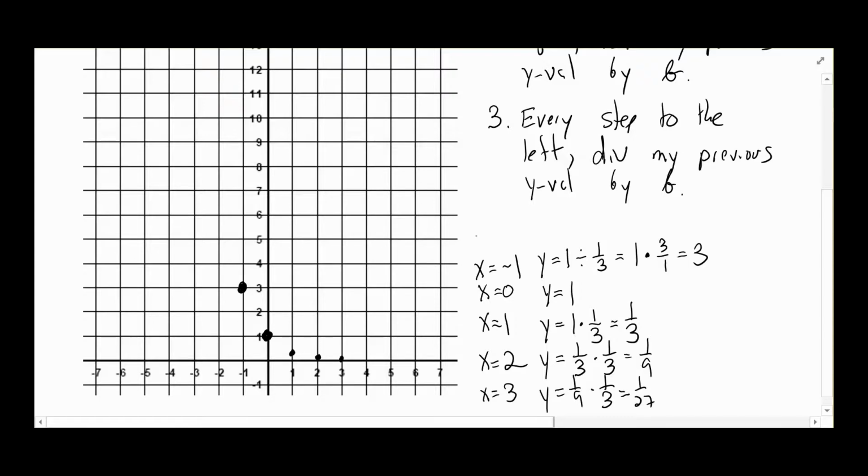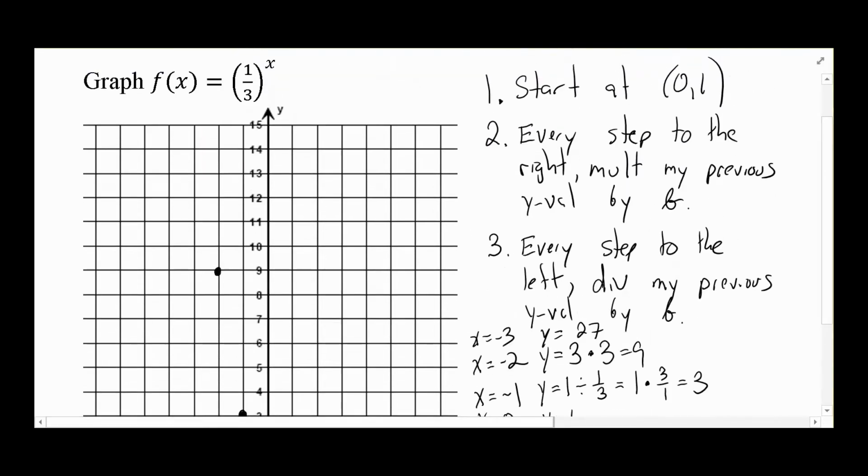If I take another step to the left where x is -2, then I'm going to take my previous y value and divide by 1/3, which means multiply by 3. And that gets me 9. And so I can see that if I were to take one more step to the left, my y value would be 9 times 3, which is 27.